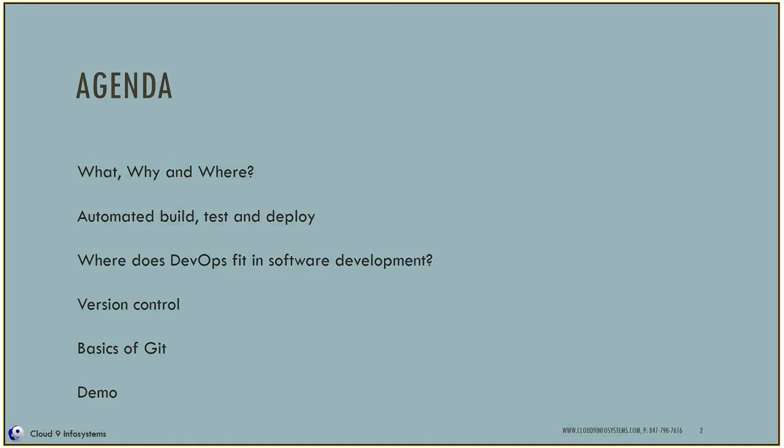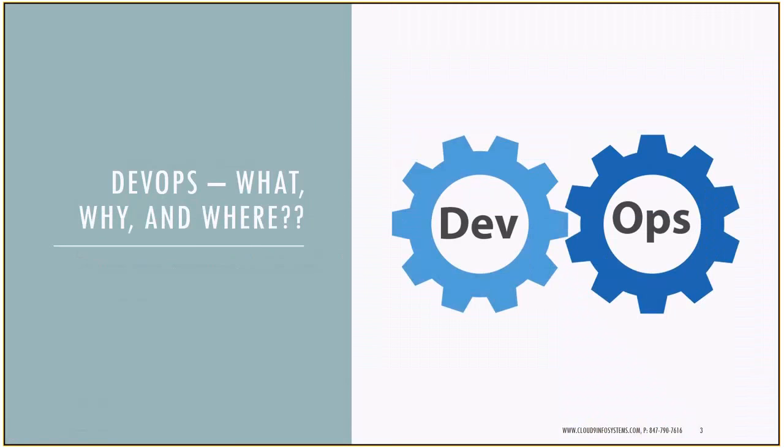test and deploy pipeline. We'll see where DevOps fits in the software development cycle. We'll talk about what version control is exactly and what are the types of version control that are available. And we'll follow it up with a small demo. So starting off with DevOps, the what, the why, and the where.